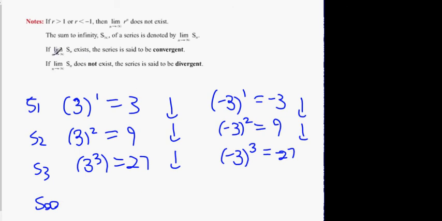Okay, so if a limit exists for Sn, it's said to be convergent. If a limit doesn't exist, it's said to be divergent. Okay, so that's what we've got to learn about series there.